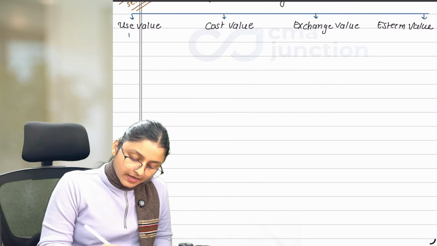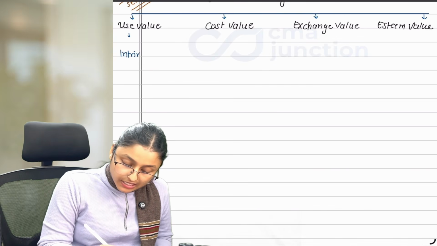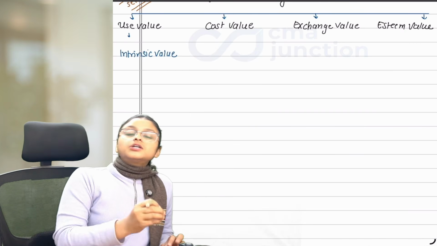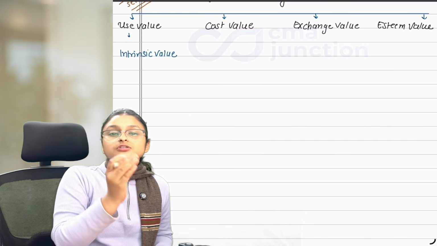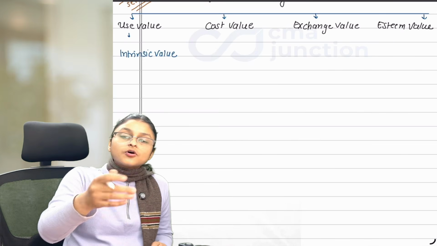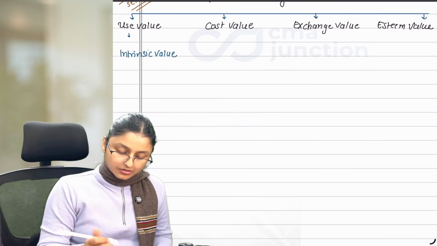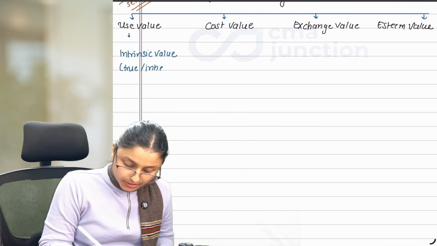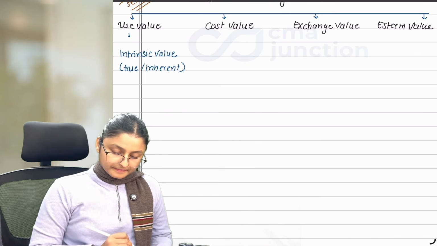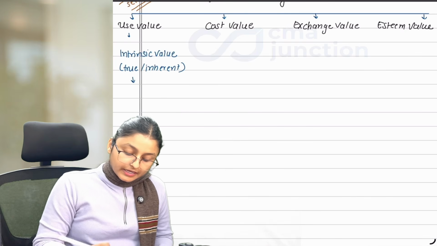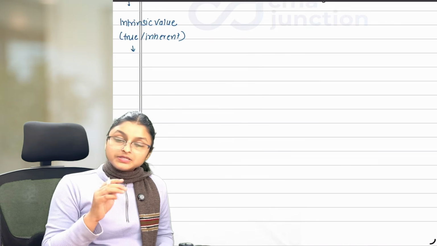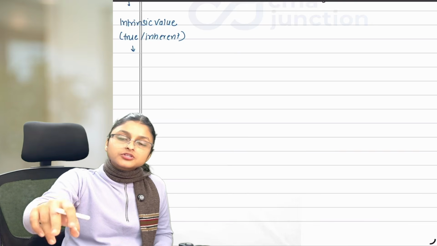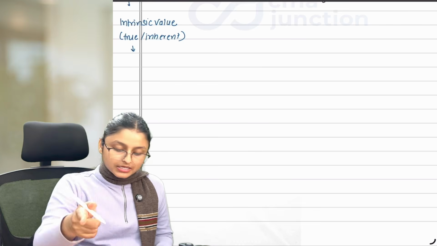Now, what is use value? Use value is the intrinsic value. Now, what does intrinsic mean? Intrinsic means what that particular product is and what it actually does. That is the intrinsic or inherent value of the product. Now, inherent value of the product can be seen from both ways, from the buyer's perspective or from the manufacturer's perspective. We have seen that in example, right?